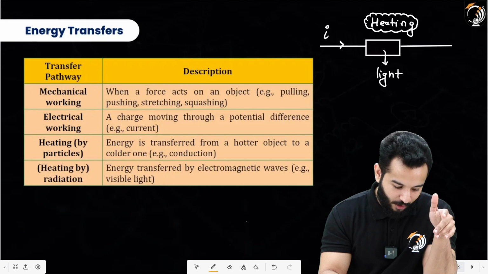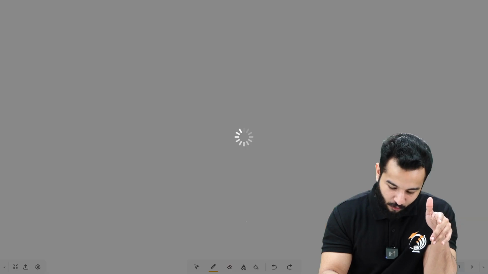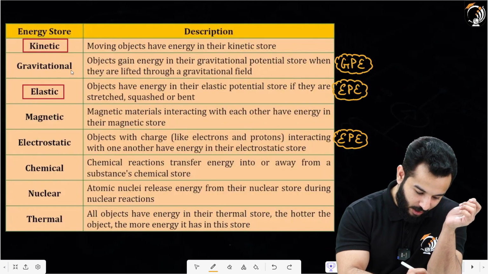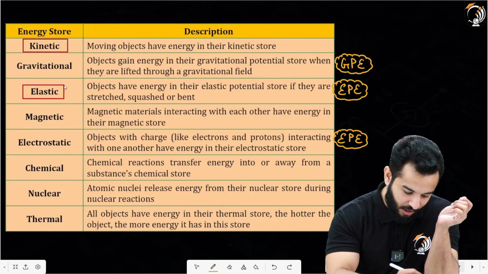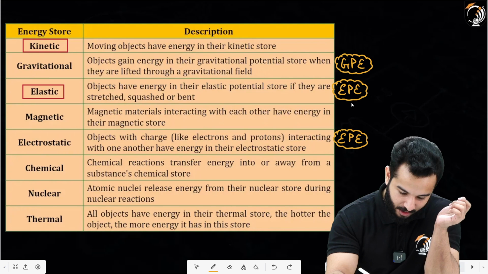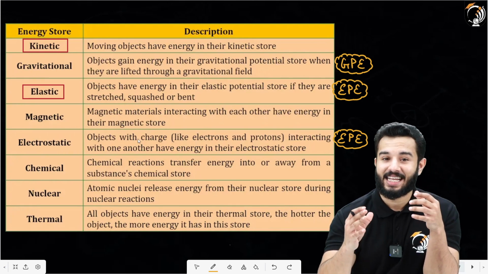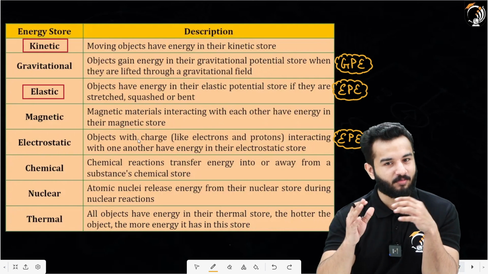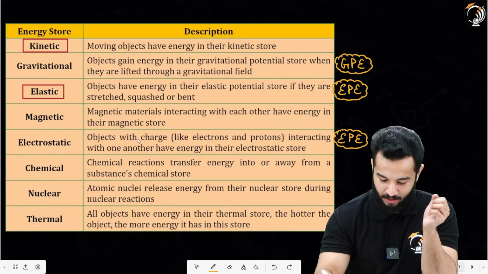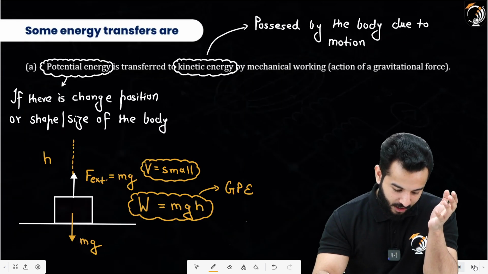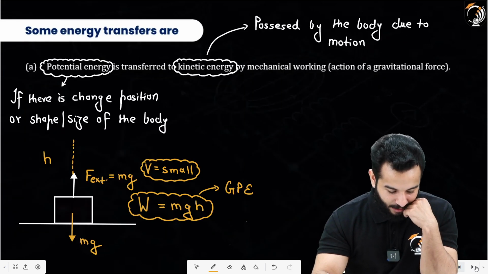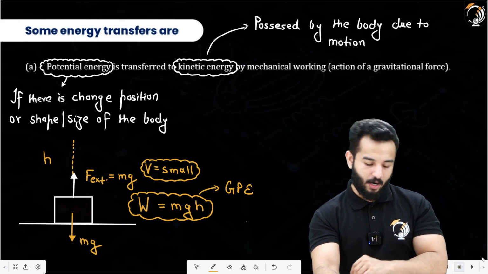And that's why when we were talking about different sorts of energy, we only discussed gravitational potential energy, elastic potential energy, magnetic potential energy, and electrostatic potential energy, right? There is no such thing as frictional potential energy, because there is no concept of frictional potential energy, right? Although again, we are not going to go that deep into those topics, because that's not part of the course.